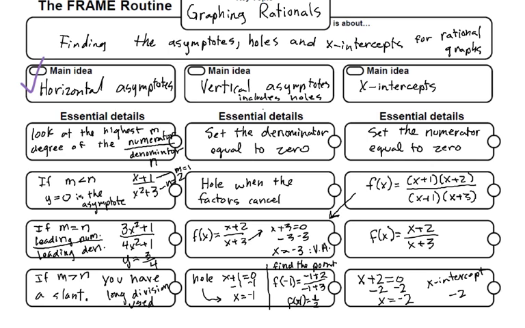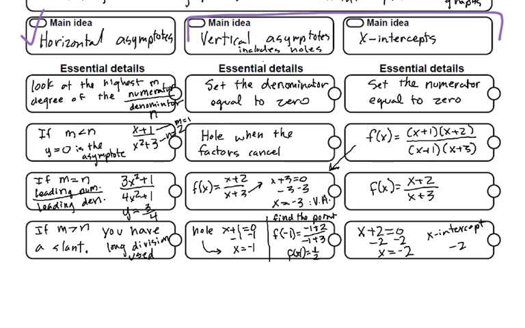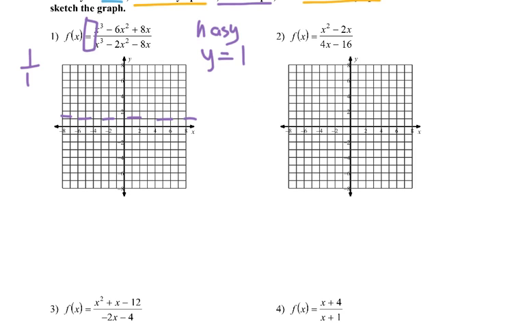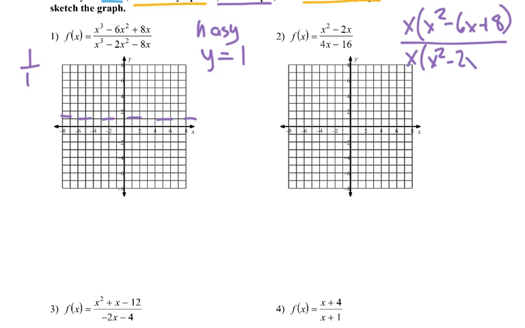The second one is to find the vertical asymptotes, including holes and the x-intercepts. We're going to have to simplify. We're going to take our graph and try to simplify things. The first thing I should notice is that they all have an x, so I can pull an x out of every single one of them. If I do that, I get x squared minus 6x plus 8 on the top. On the bottom, I get x times x squared minus 2x minus 8.